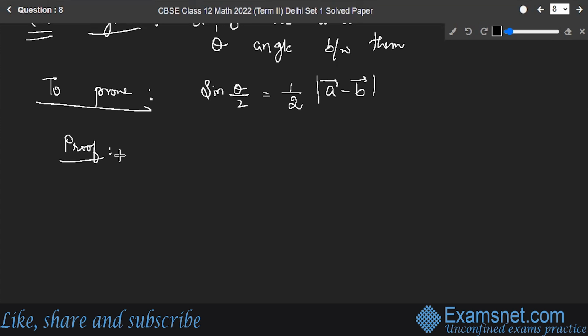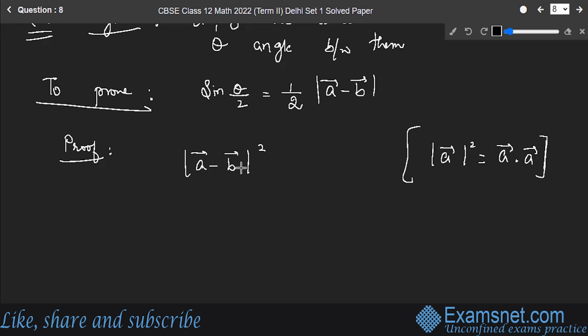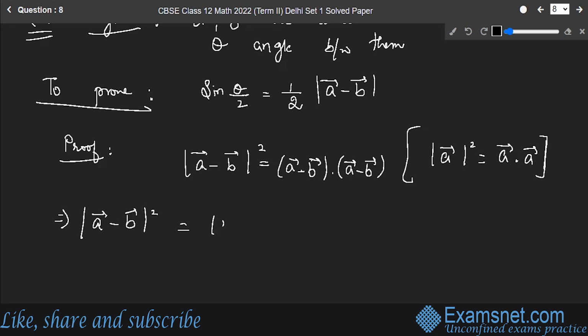Here you have the proof. I'll start with one formula first. You know this, we did it last time also. The magnitude square of a vector is equal to the dot product of the two similar vectors. So this can be written as A vector minus B vector, the dot product with A minus B vector. That means magnitude of A minus B square is equal to magnitude of A square plus magnitude of B vector square minus 2 times the dot product of the two vectors.